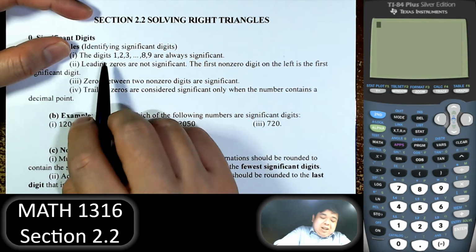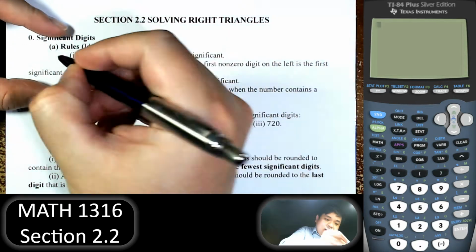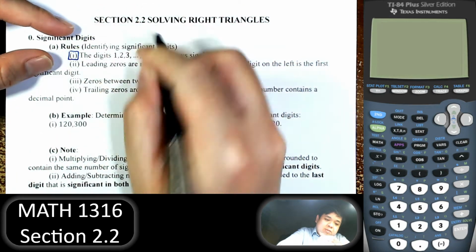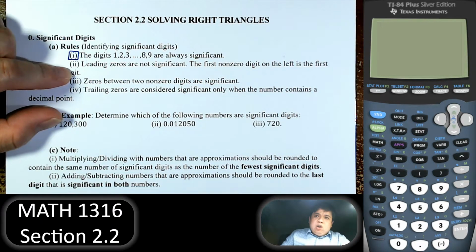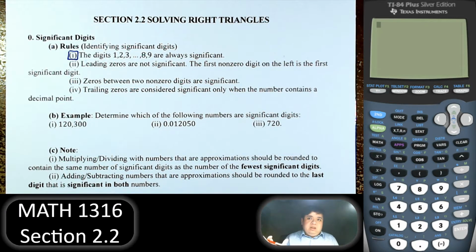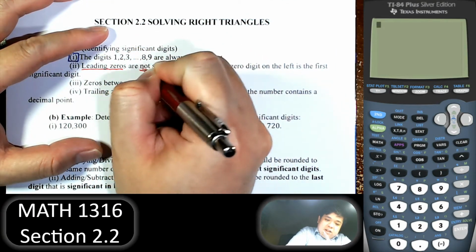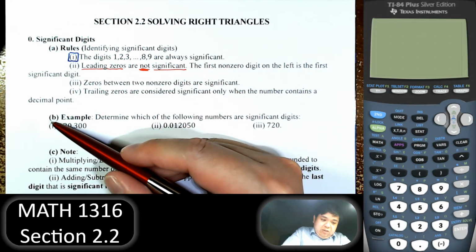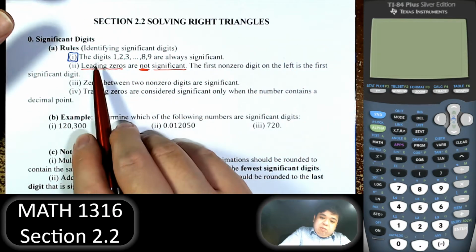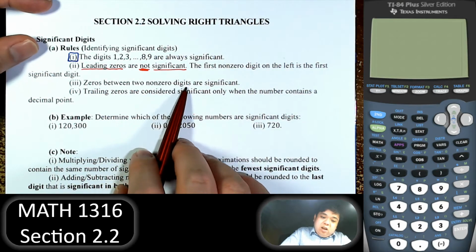Number one, the digits 1, 2, 3, all the way to 9 are always significant. So that's the first point. Those are significant. From 1 to 9 is easy. All of them are significant. The problem is the zeros. Leading zeros are not significant. The first non-zero digit on the left is significant. It's the 1 to 9 thing again. Zeros between two non-zero digits are significant.